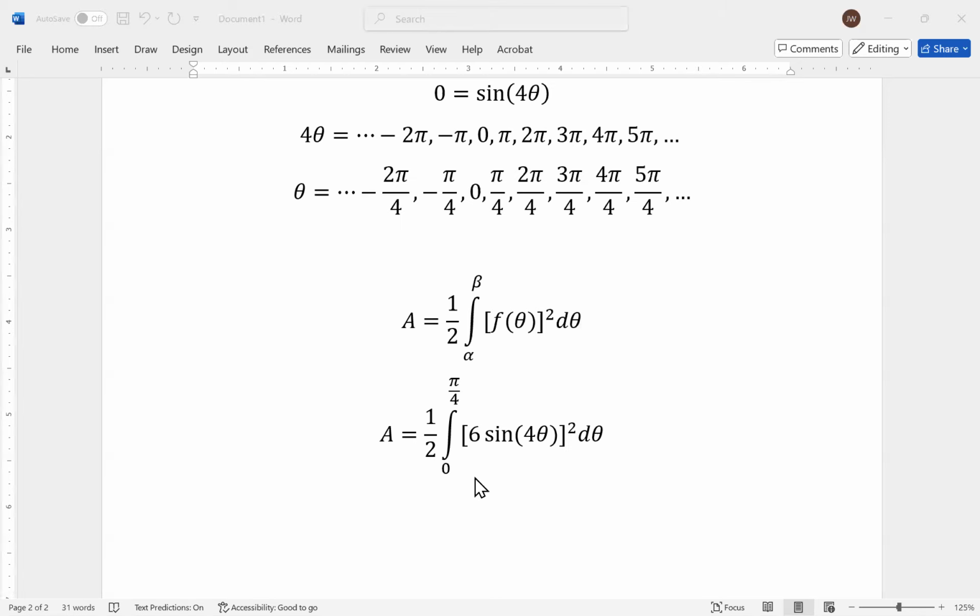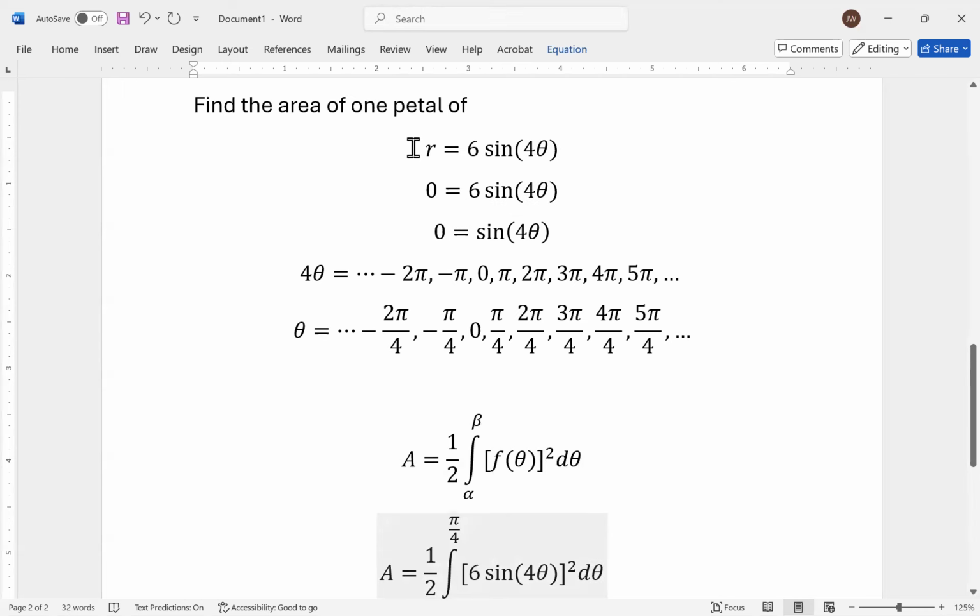And then, like usual, I'm just going to plug this into my calculator. If you wanted to do this by hand, obviously you could, but that is not the goal of this video, to do it by hand. I'm just going to do it by calculator and get an approximate value of about 7.07. So that would be the area of one petal of r equals 6 times sine of 4 theta.